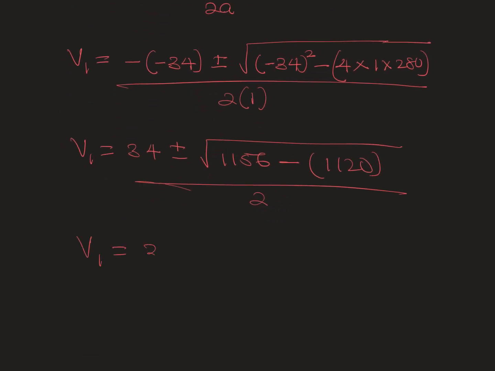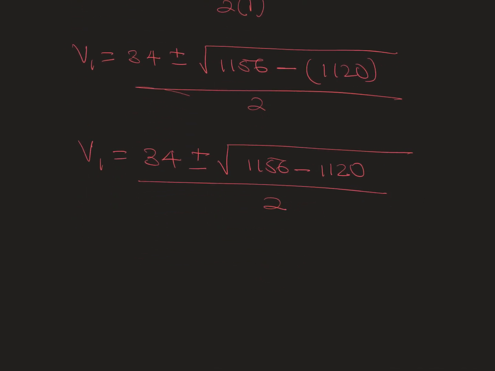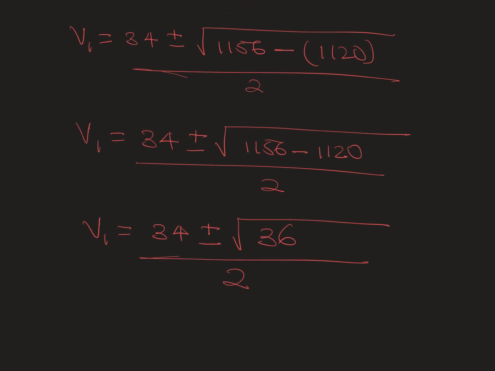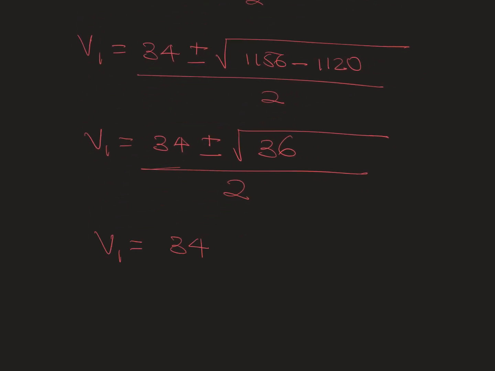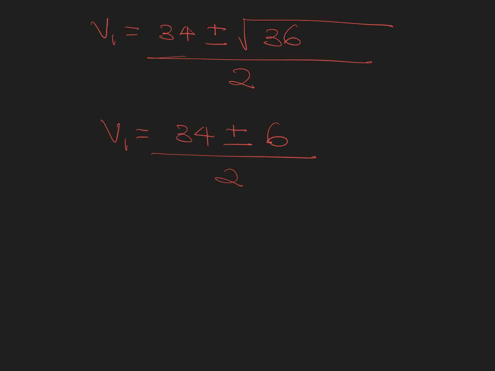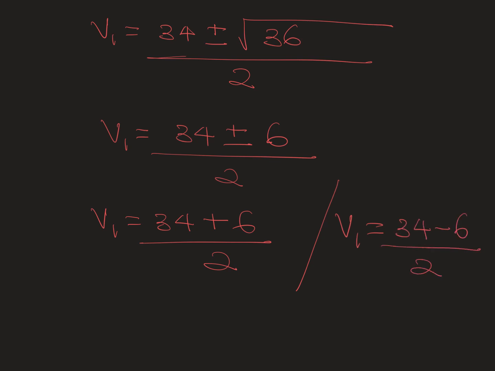So V1 is equal to 34 plus or minus the square root of 1156 minus 1120, divided by 2. So V1 is equal to 34 plus or minus the square root of 1156 minus 1120 is 36, divided by 2. Then we'll have V1 is equal to 34 plus or minus the square root of 36 is 6, divided by 2. Then we can separate this as V1 is equal to 34 plus 6 over 2 if we are considering the positive sign, or V1 is equal to 34 minus 6 divided by 2.